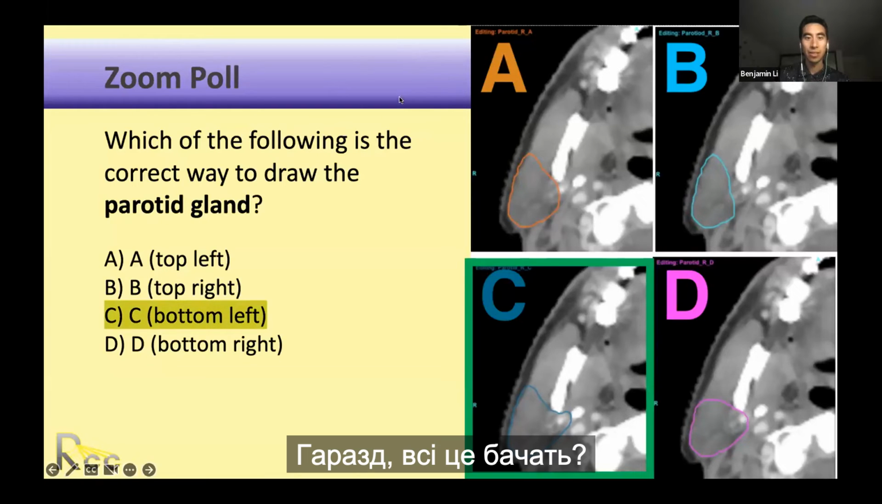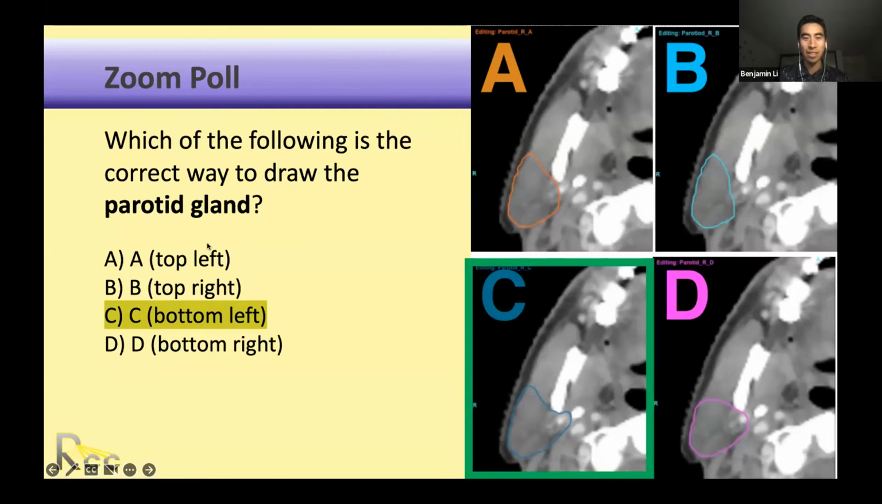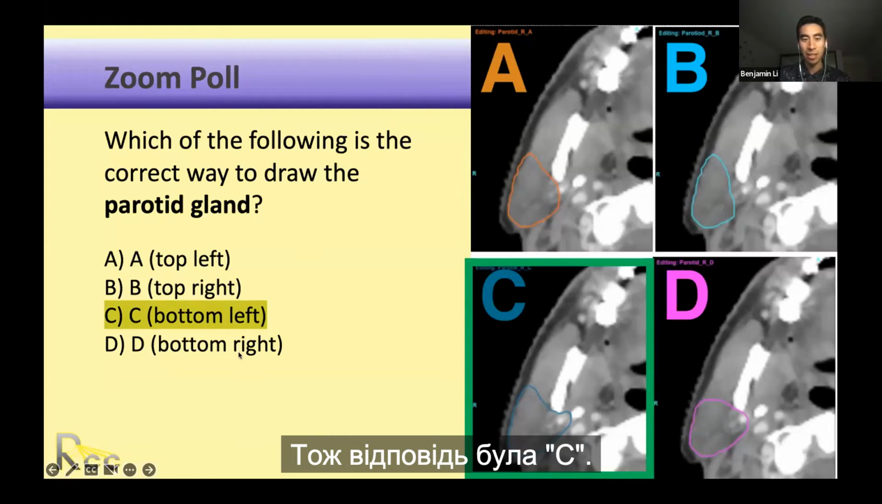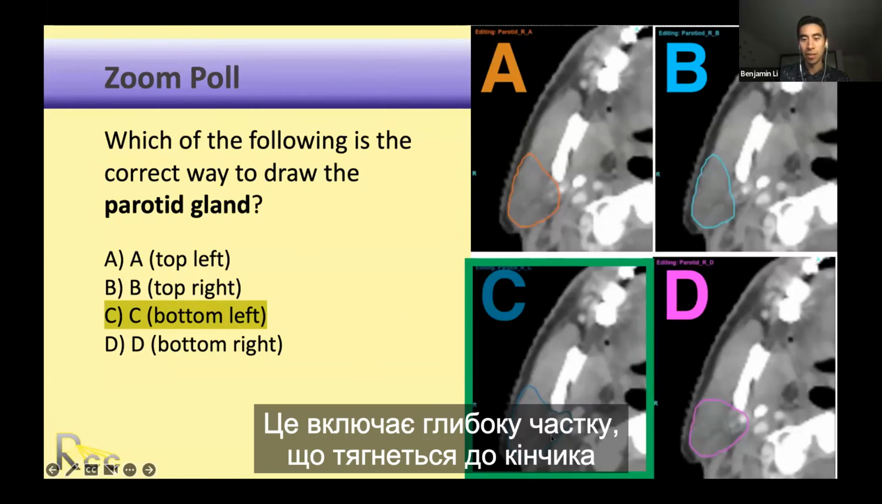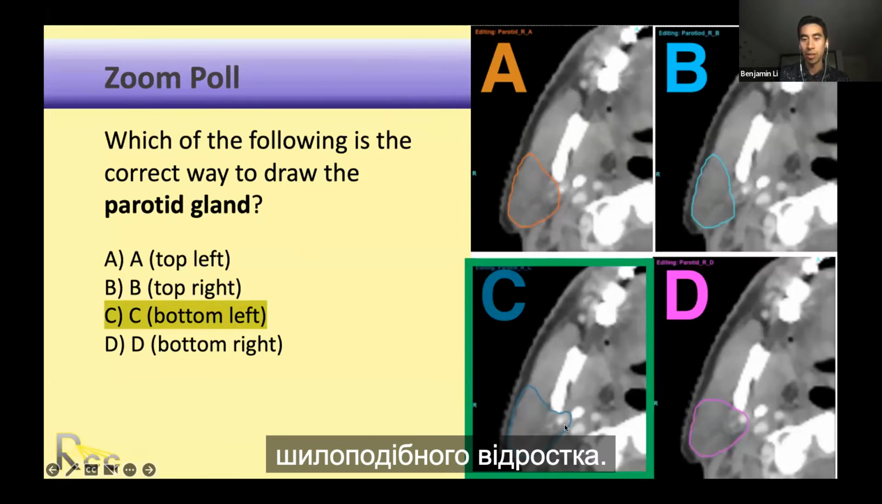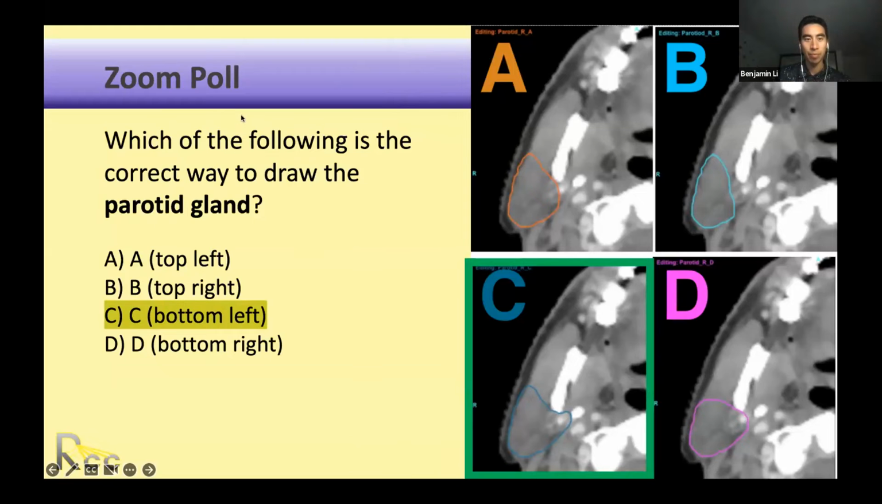Okay, there we have it. So everyone see this? So the answer was C. And why is the answer C? It's because it's including the deep lobe, extending to the tip of the styloid process. So that is perfect. Good job, everyone.